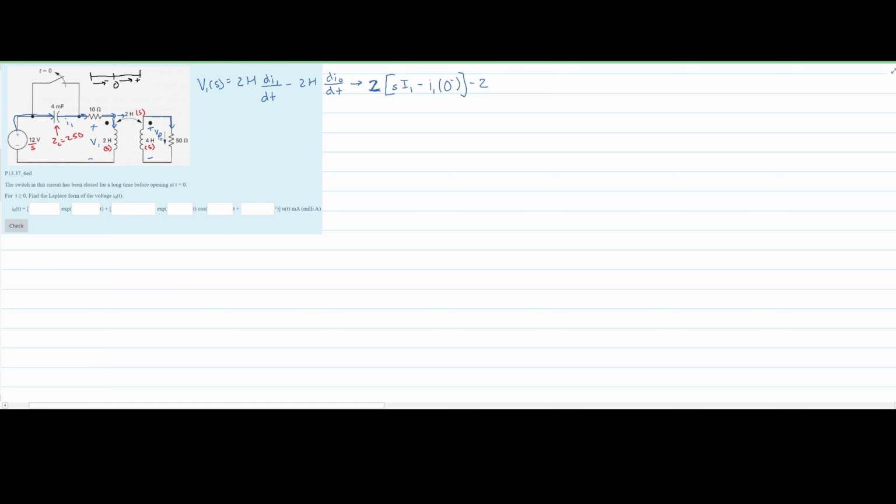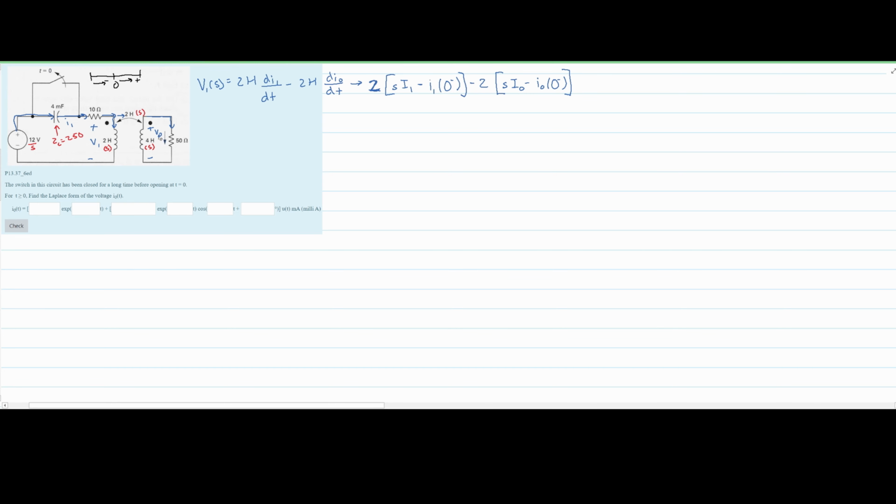So we're going to have a negative 2, and this is for the mutual inductance. This is for self-inductance. Now we're dealing with the mutual inductance, so it's based off this. We have a minus 2, and then inside of here we are going to have something similar, S times I naught minus our I naught at 0 to the negative. And this is going to be our equation.